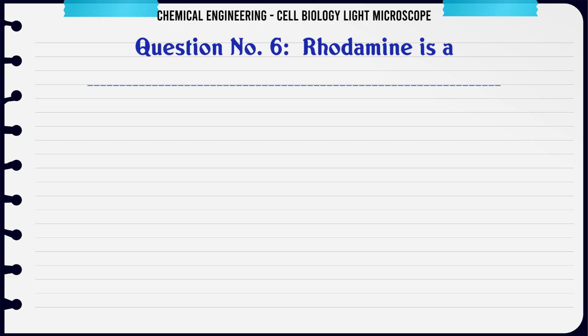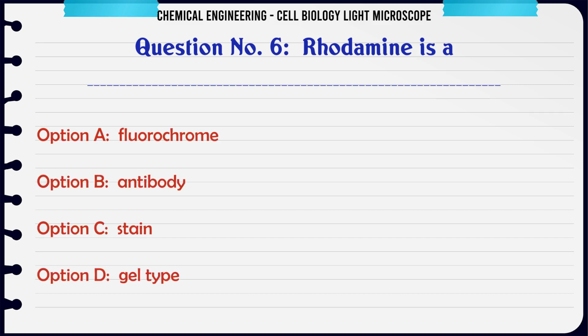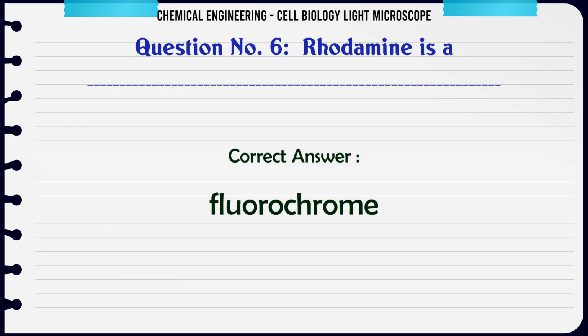Rhodamine is A. Fluorochrome, B. Antibody, C. Stain, D. Gel type. The correct answer is fluorochrome.